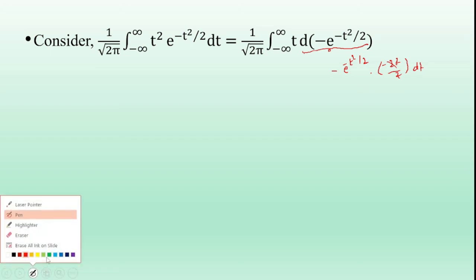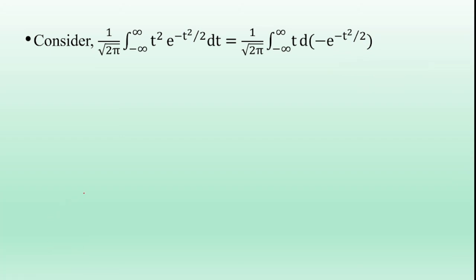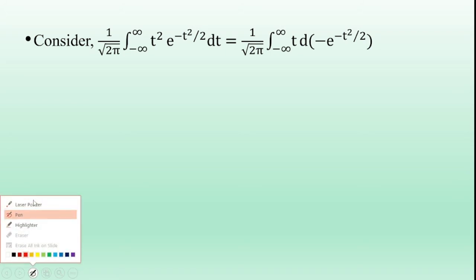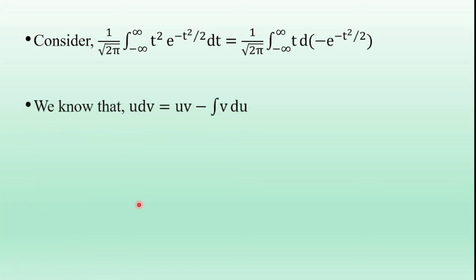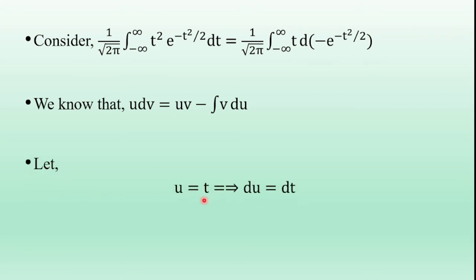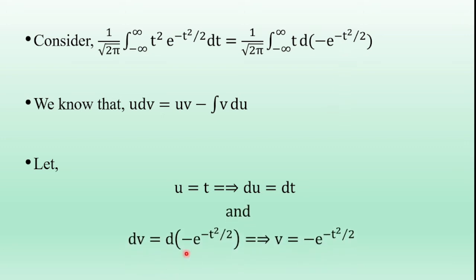And after that, applying the UDV concept. And what is the UDV concept? Integral U dV is equal to UV minus integral V dU. So now on the RHS of this integration, let U be equal to t and dV be equal to minus e power minus t square by 2 dt, the derivative of minus e power minus t square by 2. Differentiating with respect to t, dU is equal to dt.